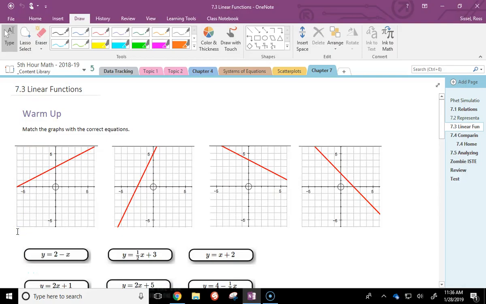Alright, so today is lesson 7.3, linear functions. This should be, overall, a pretty big review, if you should be able to do this.